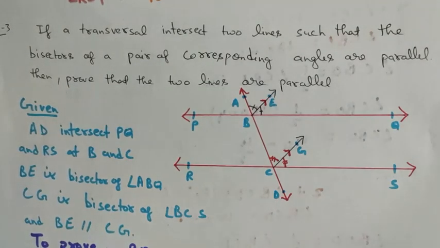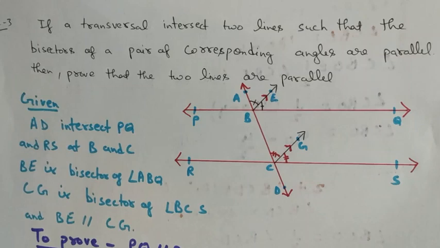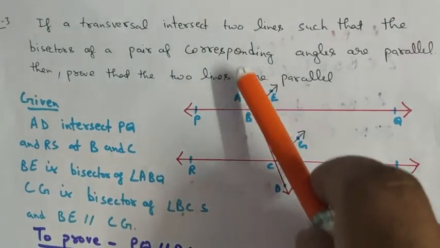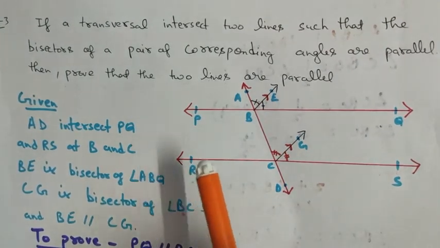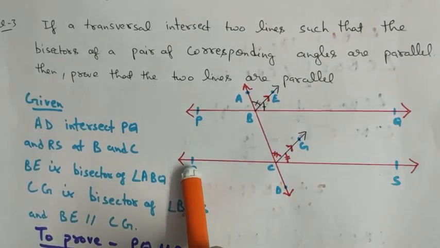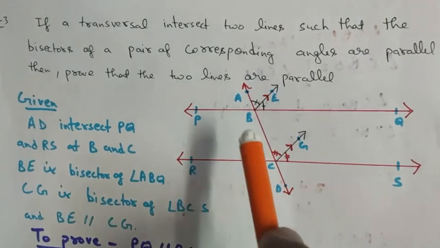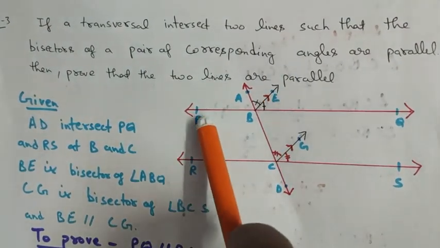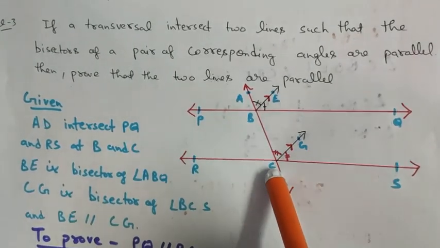Now we move to question number 3. In question number 3 it is given that a transversal intersects two lines. AD is the transversal which is intersecting two lines, that is PQ and RS, at points B and C. Again I am telling, AD is the transversal which is intersecting lines PQ and RS at points B and C.